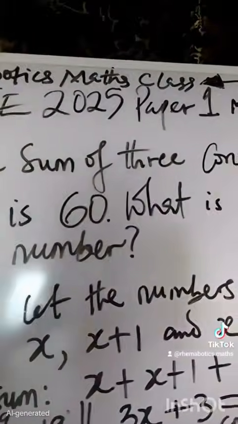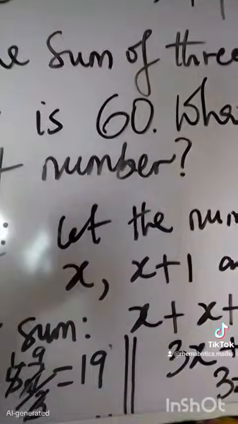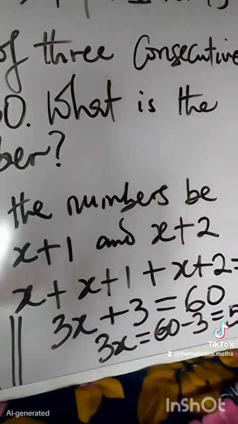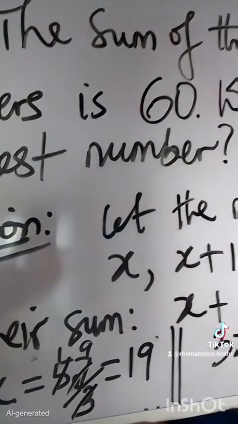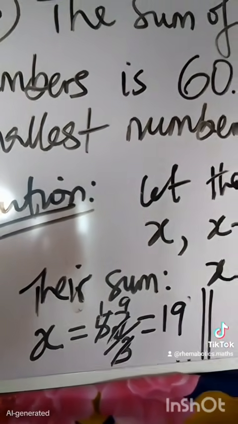So they are asking us, what is the smallest number? The smallest number here is x, followed by x plus 1 and x plus 2. So let's take the smallest number, just x. So therefore the answer is what? 19. See you on the next.